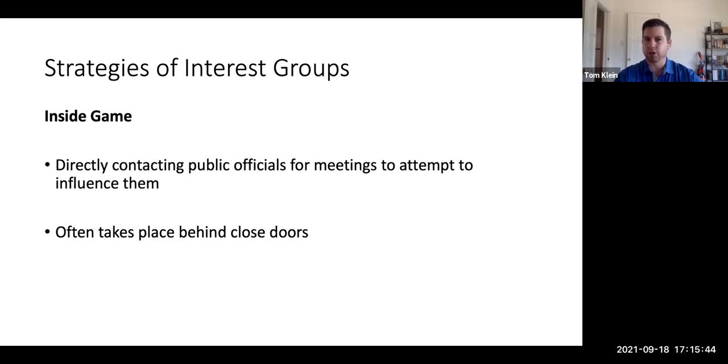And those two strategies are inside games and outside games. So let's start with inside game. Inside game is just the traditional classic lobbying you probably think of or you see in movies and TV shows. It's directly contacting a public official, meeting them behind closed doors and attempting to influence them, okay?